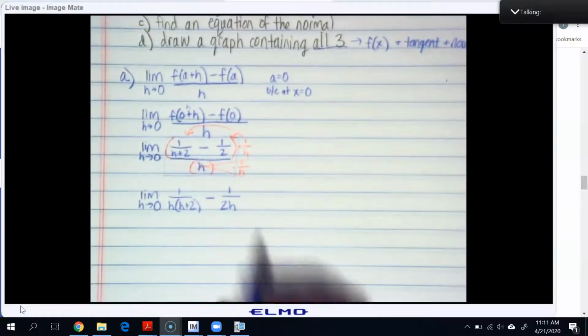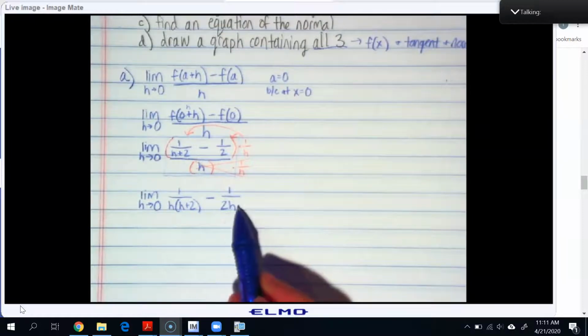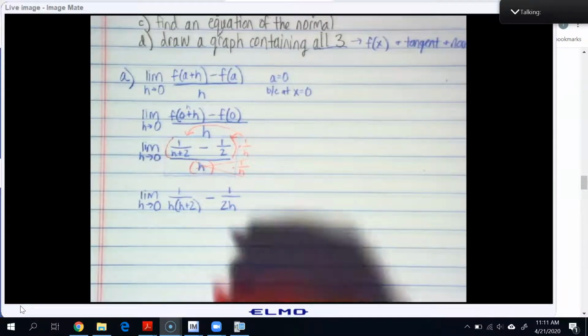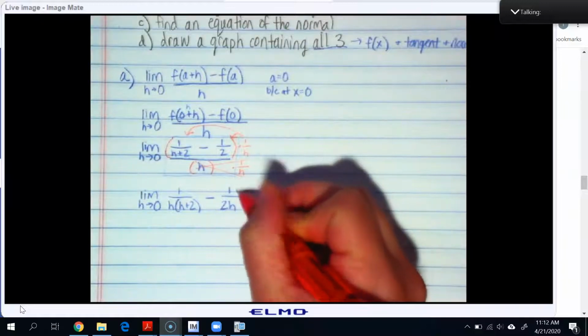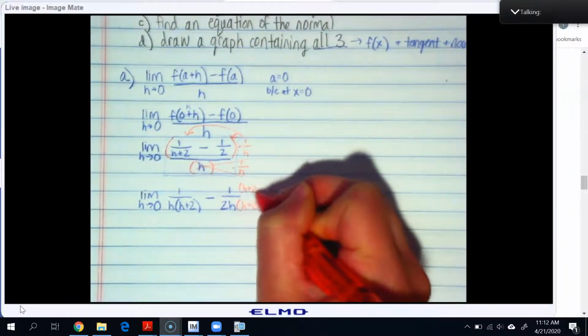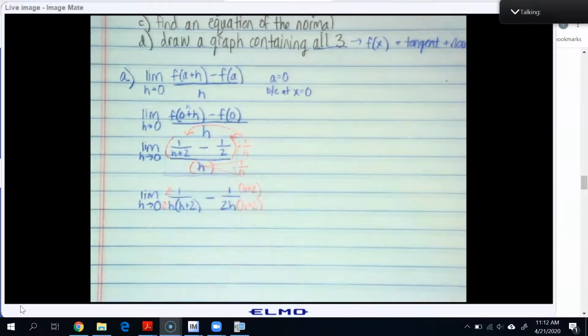And now once again, I still can't evaluate the limit because if I were to plug 0 in right here, it would still give me 1 divided by 0. So what I'm going to do is try and combine these fractions and hope that in that process I'll be able to simplify the h out and then I'll be able to substitute. Okay, so to subtract these fractions, I need common denominators. That means this denominator needs an h plus 2, and so I have to give it to the numerator also. And this denominator needs a 2, so I'll give it to the numerator also.